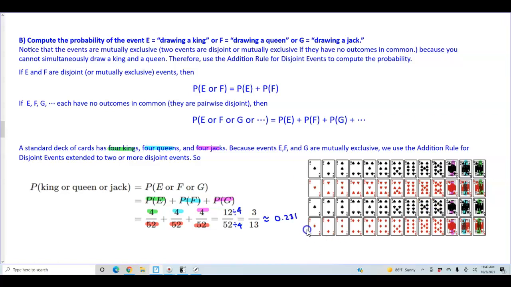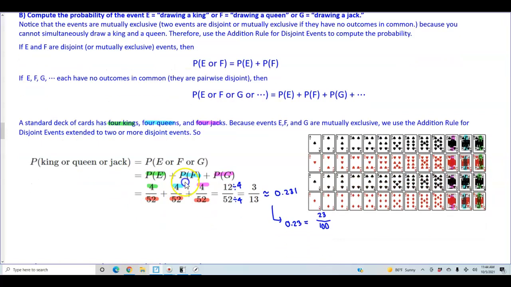Okay. Now, if we wanted to round that to 2 decimal places, then we would get 0.23. And if we converted that to a fraction, we would get 23 over 100. So what does that mean? That means that the probability of selecting a king or a queen or a jack from a deck of cards out of 100, we would expect that 23 out of the 100 would be the possibility of that probability.